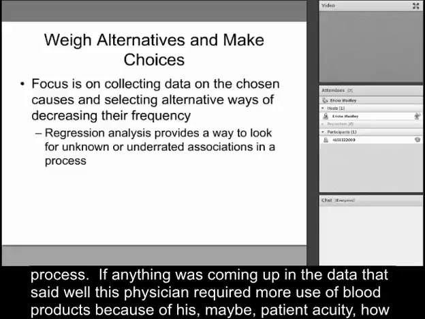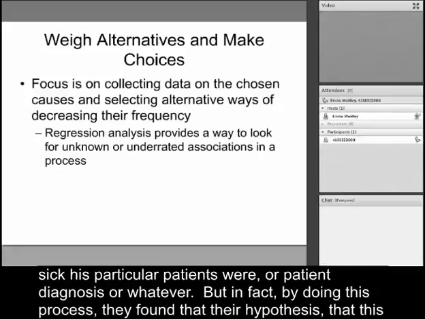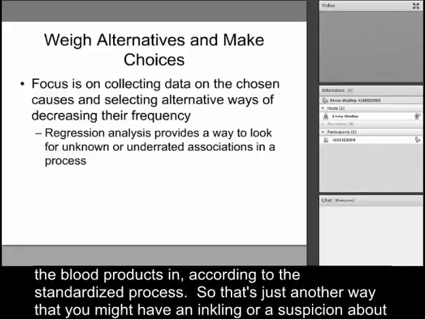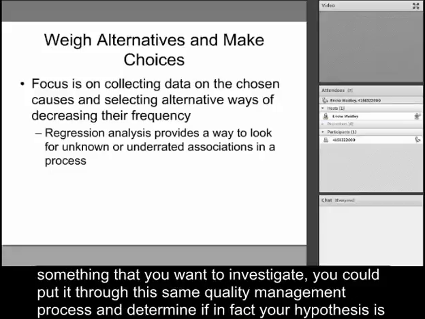If anything was coming up in the data that said, well, this physician required more use of blood products because of maybe his patient acuity, how sick his particular patients were, or patient diagnosis or whatever. But in fact, by doing this process, they found that their hypothesis that this physician was overusing blood products wasn't true at all. They found appropriate data, appropriate information to show that he was using the blood products according to the standardized process. So that's just another way that you might have an inkling or a suspicion about something that you want to investigate. You could put it through this same quality management process and determine if in fact your hypothesis is true.